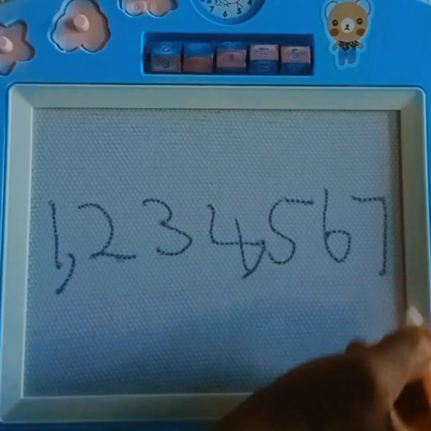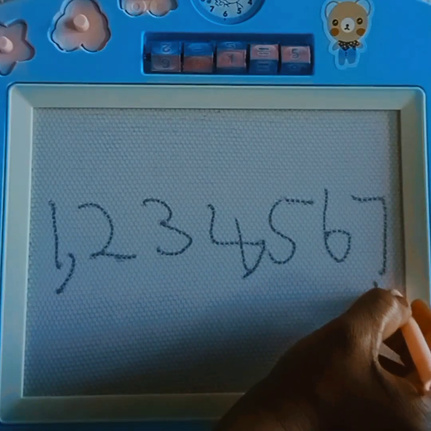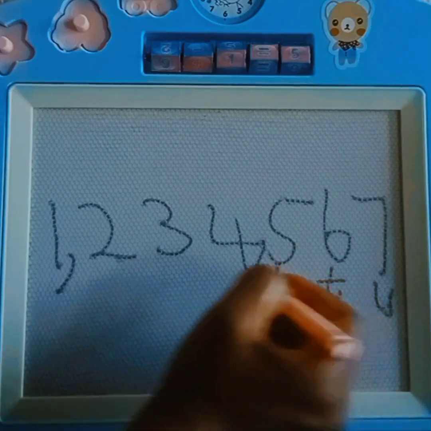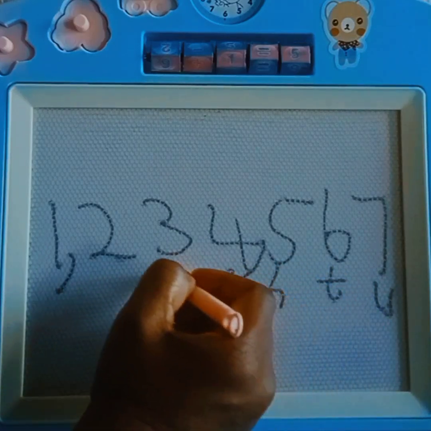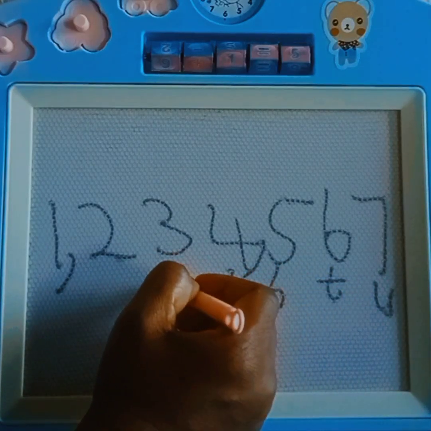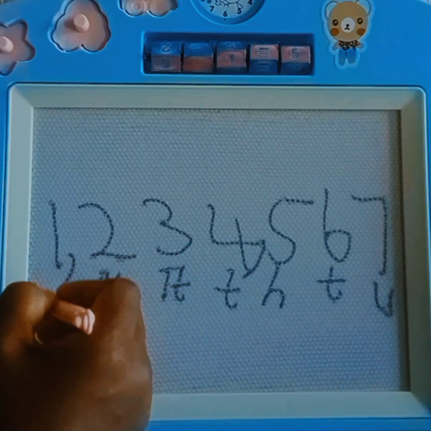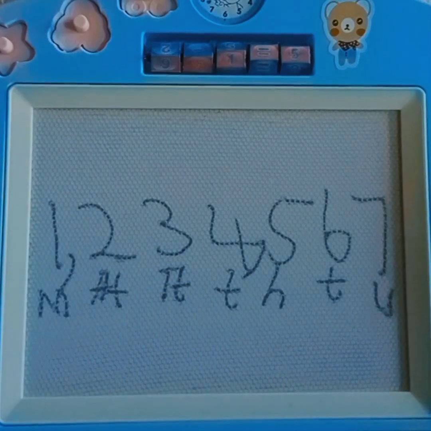So again, we start our song. Unit, tens, hundred, thousand, 10,000, 100,000, million.